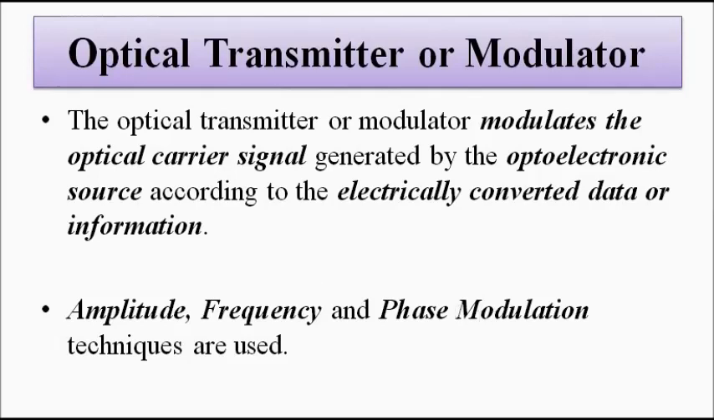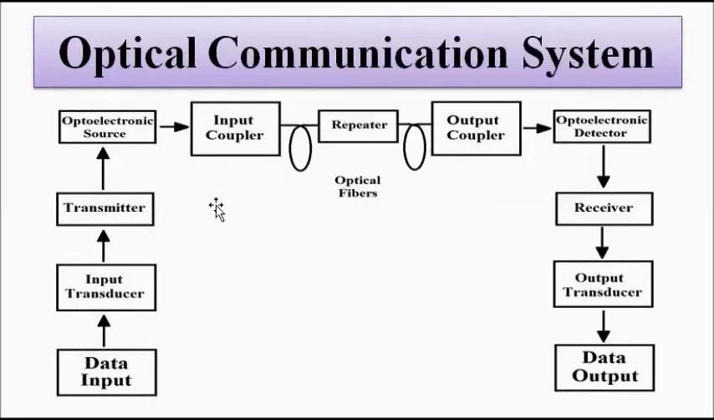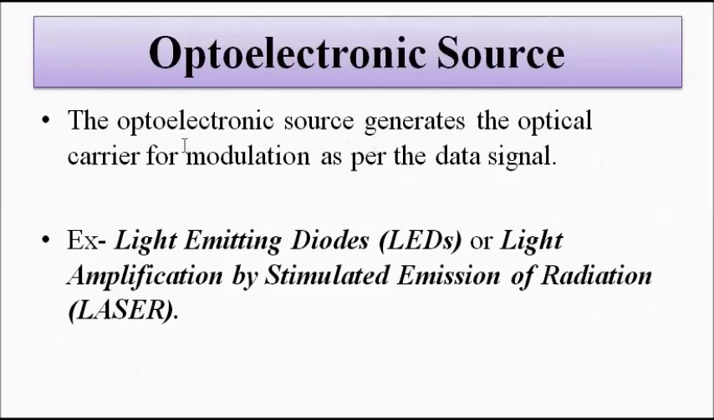Now the optoelectronic source, this provides the carrier signal, which is basically light rays of a particular wavelength or frequency, whatever. So it depends on the nature of the source. So the optoelectronic source generates the carrier signal.